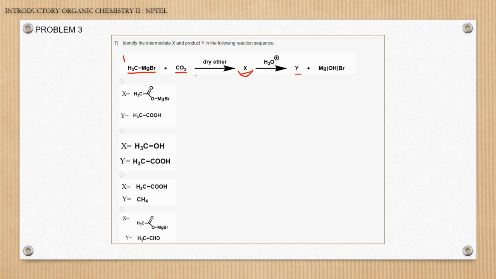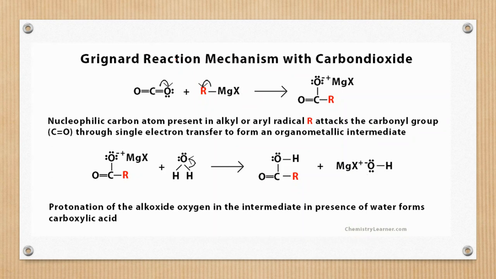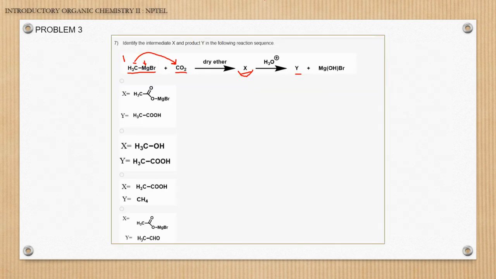So how option A? See what is happening here. Your magnesium bromide has the partial positive charge and the R has a negative charge. So the Grignard reagent has the property of having a positive and negative charge. Now the CO2 carbonyl carbon is present. So this CO2 carbon is electrophilic in nature. So it will be attacked in this way, right? This R will attack the carbonyl carbon and this intermediate is getting formed. So what will you form in this case? X is what?